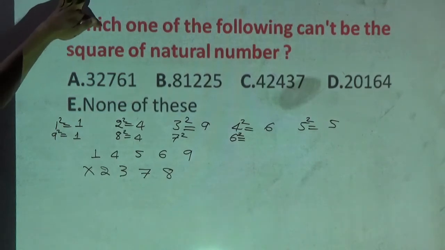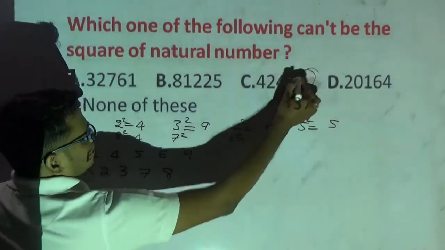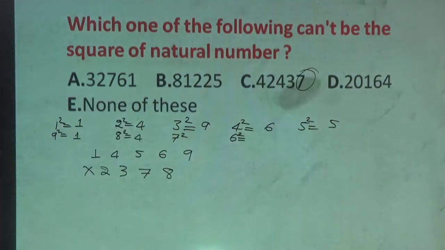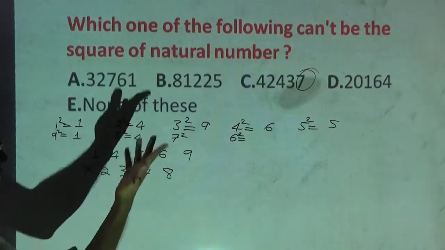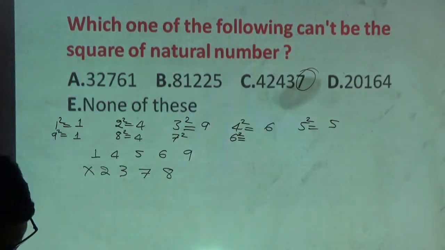Now, which one of the following cannot be square of any natural number? See here, it is ending with 7. So if you have unit digit 7, it cannot be a square of a natural number. Therefore, the answer is very simple. Answer is C. Without touching pen and paper, I can write my answer.